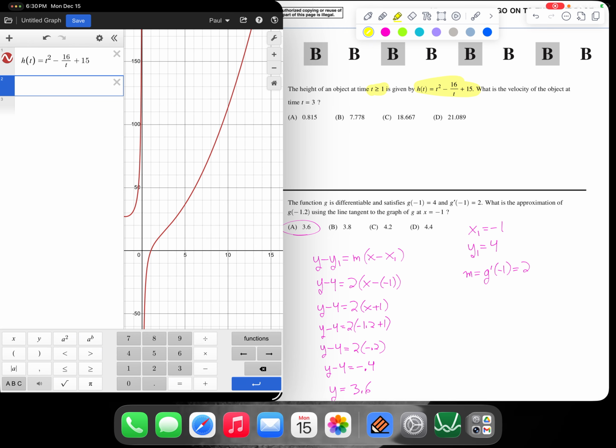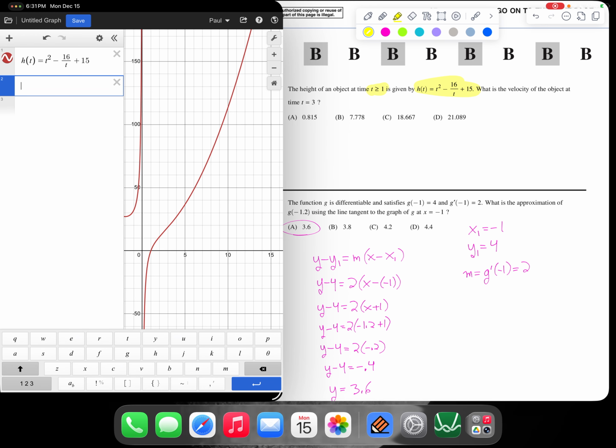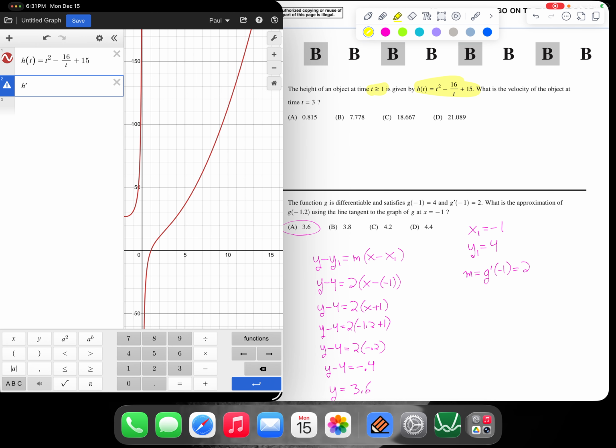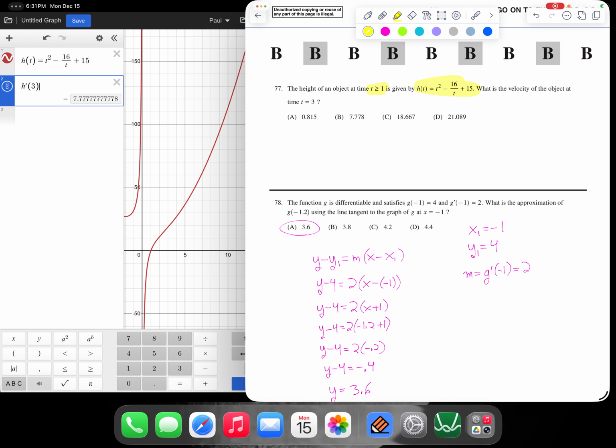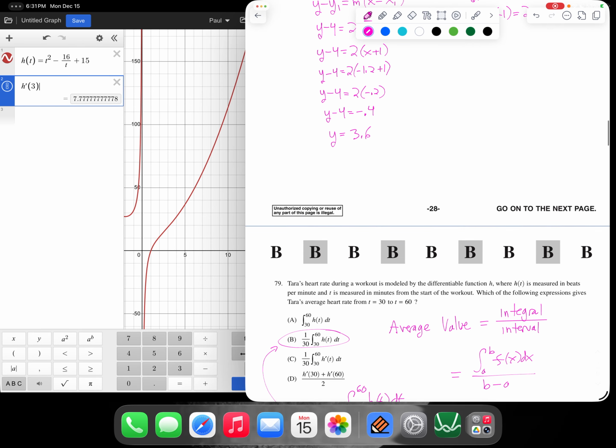Okay, well, we have an equation for height. Height is a form of position. The derivative of position is velocity. So now I just have to type h prime parentheses 3, and there is Desmos giving me the answer. Boom. That easy, and you'll be able to type it in much more easily on a keyboard than I can on this iPad. That's number 77.